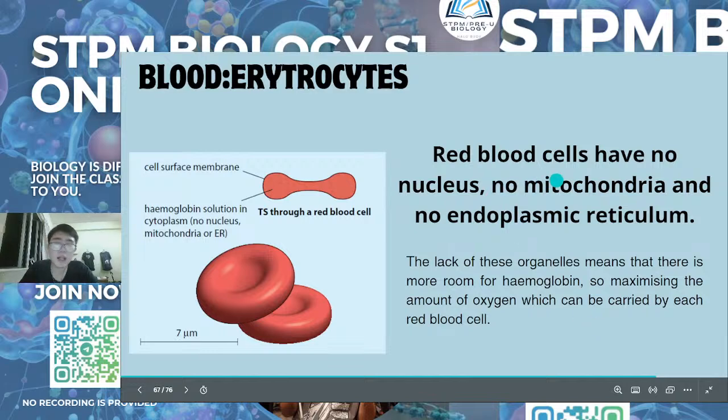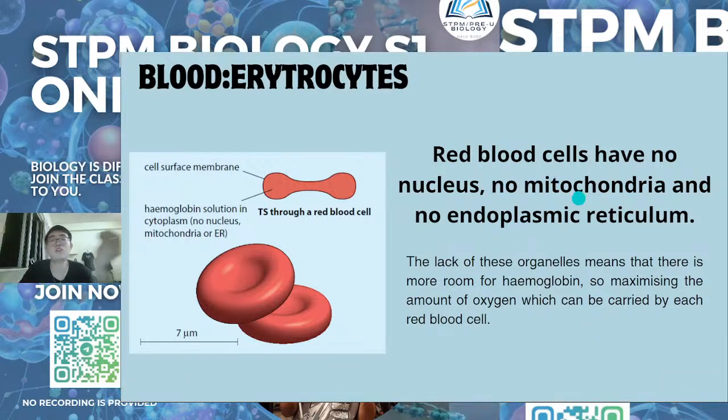Kalau dia ada nukleus, ada mitochondria, maksudnya oksigen dia datang, hemoglobin dia tak ada tempat yang banyak lah kerana nukleus ni semua organel ni dia ada, spend the space already. Take a place already. So it needs to save the space and optimize the space, so it does not contain any nucleus, any organelles. It only contains the hemoglobin only.